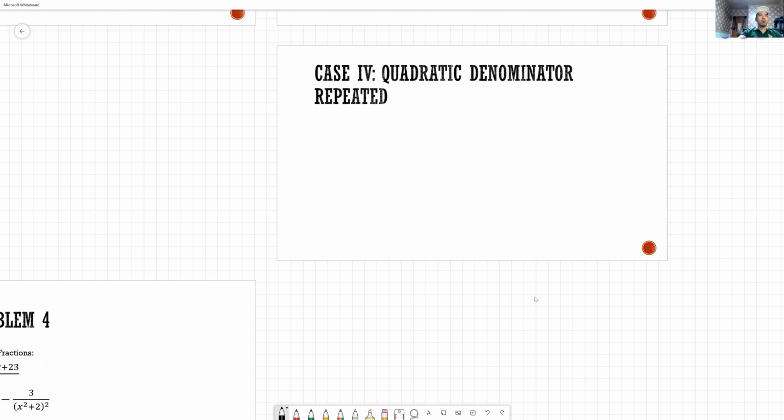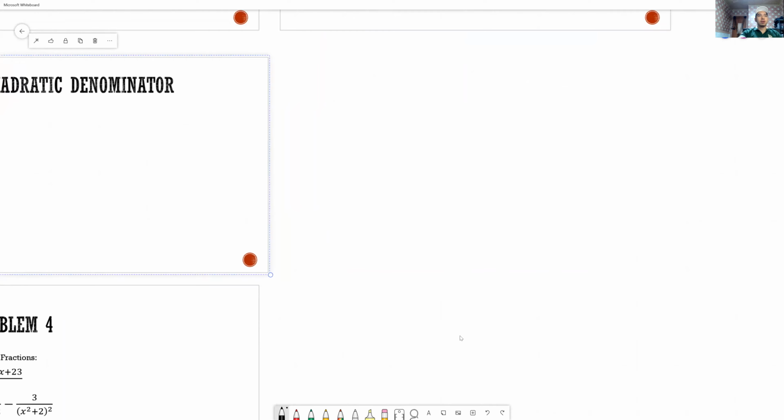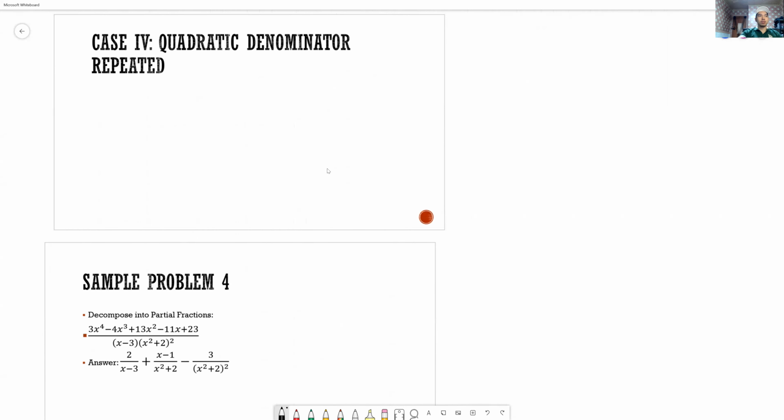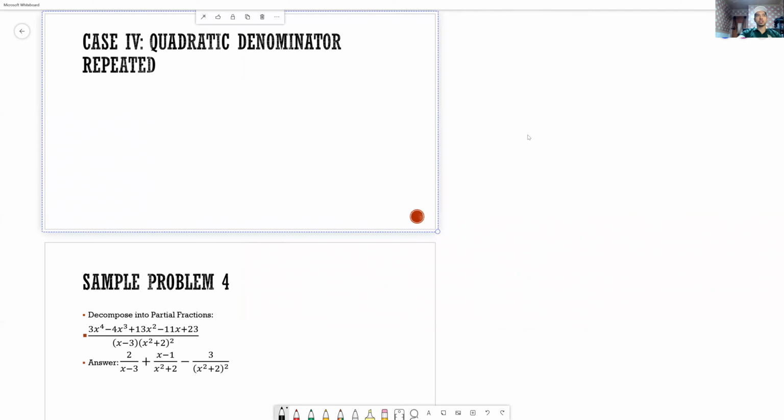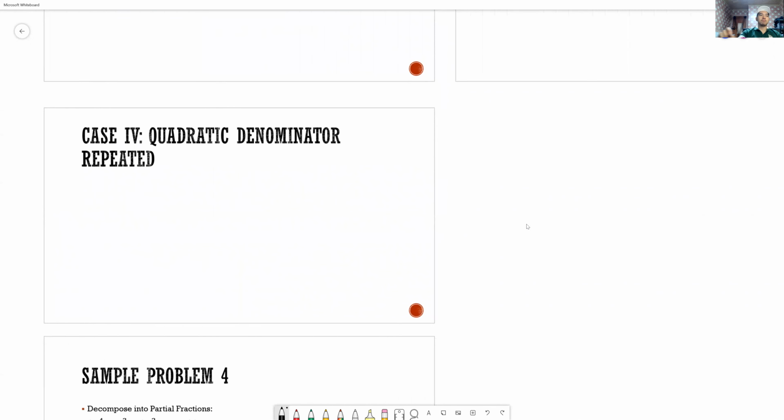Okay, now, the most notorious of them all. Okay. Quadratic that is repeated. That means we have here a quadratic denominator that is repeated. So same with the linear, but this time, it is the quadratic that is repeated. So say, for example, ax plus b over ax squared plus bx plus c, and this is repeated twice. So that would be ax plus b over, oh, I'm sorry, this should be f of x.